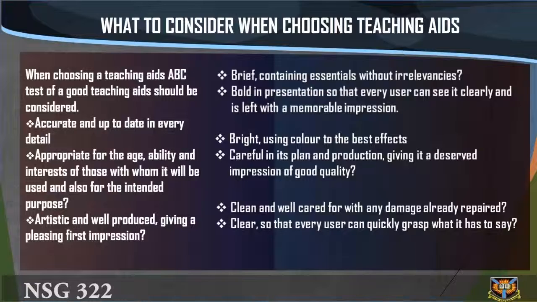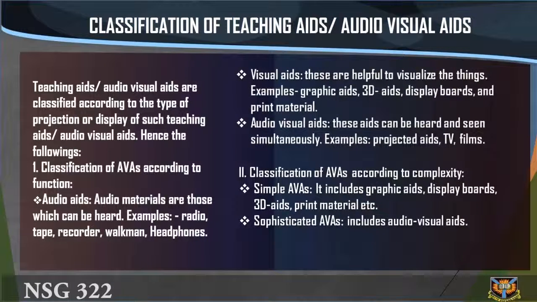Classification of teaching aids or audiovisual aids. Teaching aids or audiovisual aids are classified according to the type of projection or display of such aids. Hence the following. Classification of audiovisual aids according to function. Audio aids. Audio materials are those which can be heard. Examples: radio, tape recorder, Walkman, headphones.